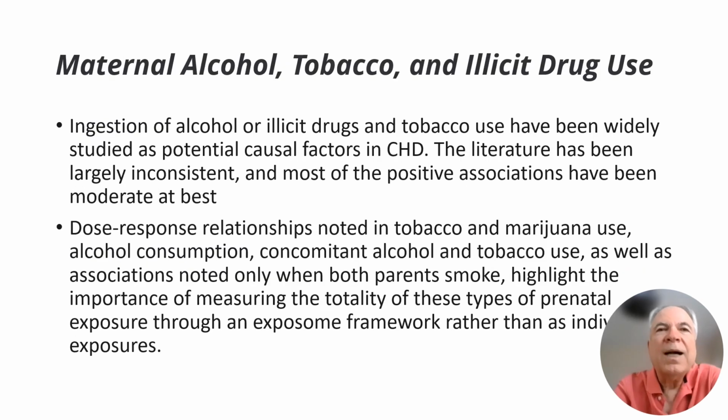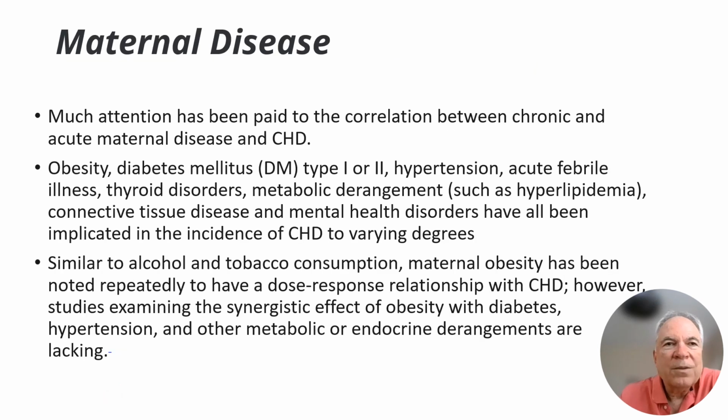Alcohol and drugs have been widely studied as potential causal factors for congenital heart disease. Some of the literature has not been consistent, and most of the positive associations have been moderate. But dose-response relationships between alcohol, tobacco, marijuana, especially when both parents smoke, highlight the importance of measuring the totality of these types of prenatal exposure, rather than individual exposures. So it can be a combination of exposures from both parents.